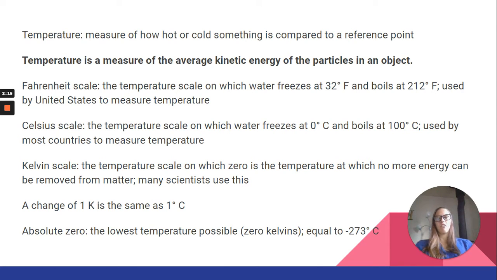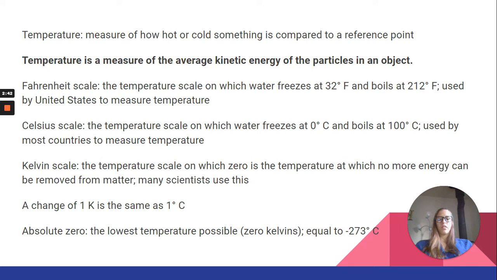And finally, we have the Kelvin scale. This is the temperature scale on which 0 is the temperature at which no more energy can be removed from matter. It's basically the lowest temperature that's possible. And this is used by a lot of scientists. So a change of 1 Kelvin is the same as 1 degree Celsius. So it's similar to the Celsius scale, except 0 is the lowest option.